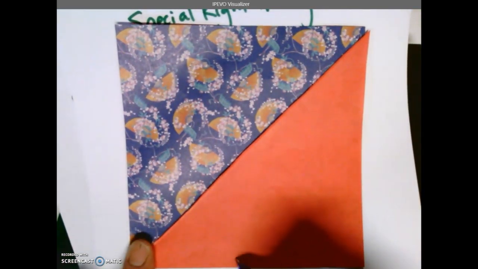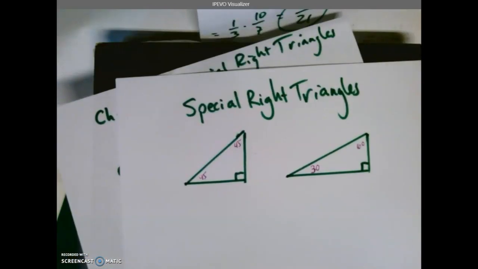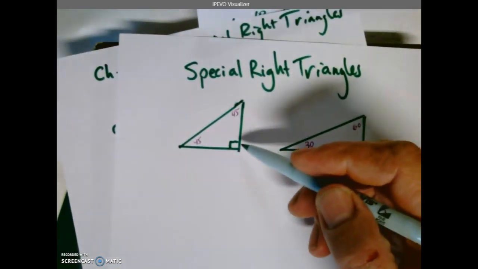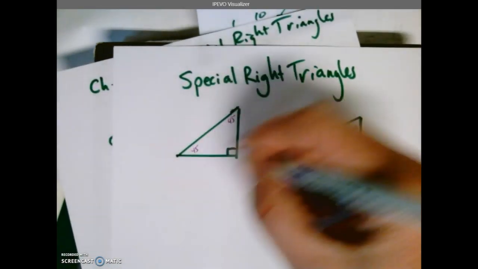And if the bottom side is 10, then this side has to be 10. Or if this is 6 inches, this one's got to be 6 inches. So the two sides are always the same. The third side is something different. Let's talk about that. We can choose any number we want, like 10 and 10, or 5 and 5, X and X. Let's make them 1 and 1. So what's the third side?